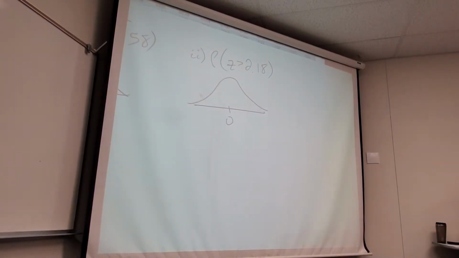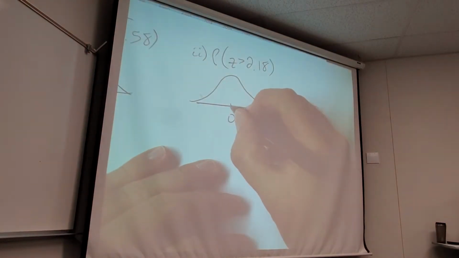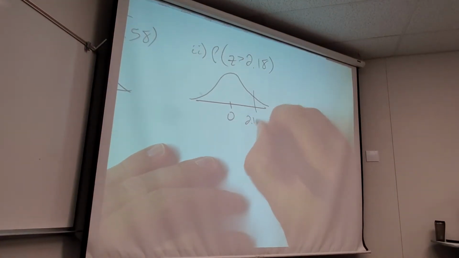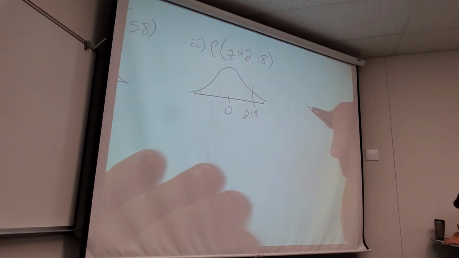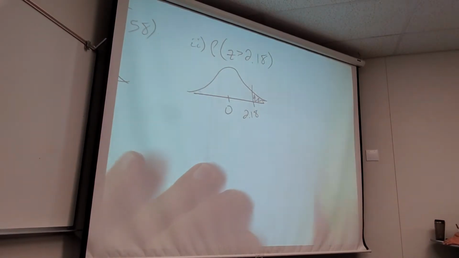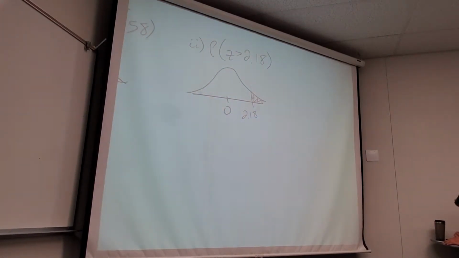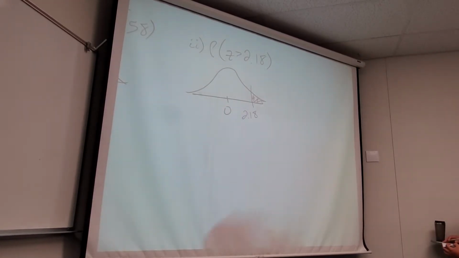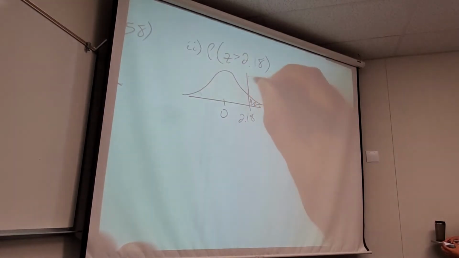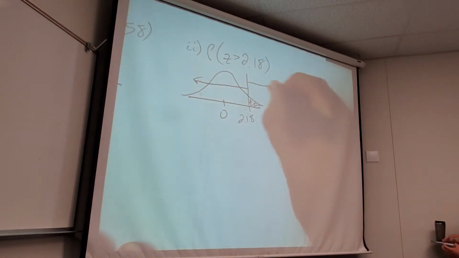Where's 2.18? And where do I shade? Right. Everything's to the right. Love it. So when I look up 2.18, will it answer my question? No. It'll be the opposite of what the question was. And we know exactly how to handle that. What do I do then to get the actual answer? 1 minus what I get.